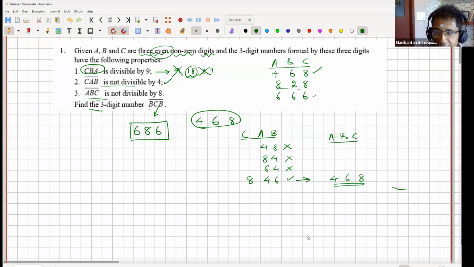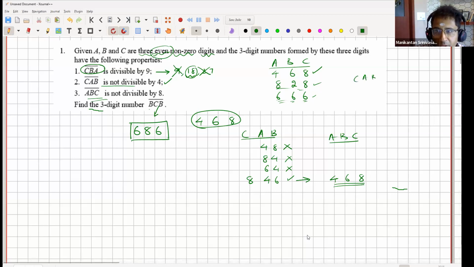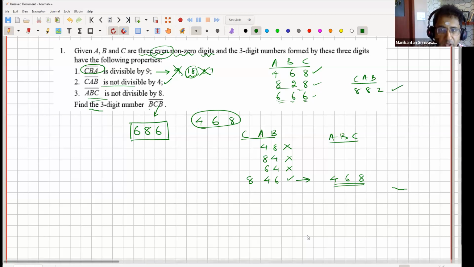So here 8 is repeating, here 6 is repeating thrice, right? But with the 6, it's not divisible by 4. But 8 to 8, it can be divisible by 4. Sorry, does 8 to 8 satisfy the property? Let's check. 8 to 8, obviously the sum is 18. What is CAB if it's 8 to 8? CAB would be 882, which is not divisible by 4. So we are okay on that.